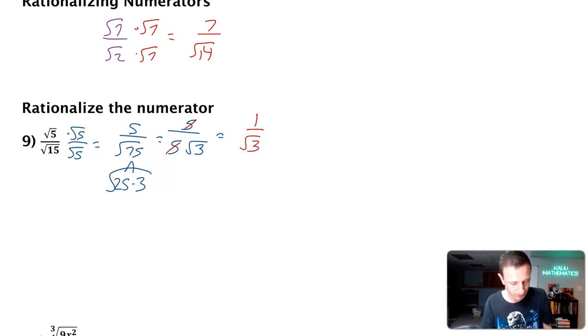So that process again, 75 was 25 times 3. The square root of 25 was 5, so I pull a 5 out, and I'm still left with that 3. Then 5 over 5 cancel out, so I just get 1 over root 3.